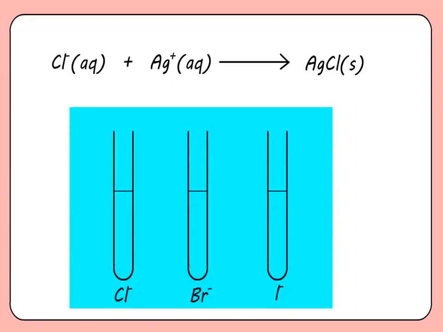The presence of halide ions can be tested for by adding aqueous silver nitrate solution, which will produce precipitates if halides are present. The ionic equation for chloride ions reacting with silver nitrate is as follows. The equations for the other halides are similar. Chloride ions give a white precipitate, bromide ions give a cream precipitate, and iodide ions give a yellow precipitate.